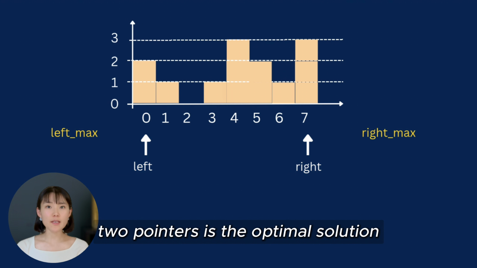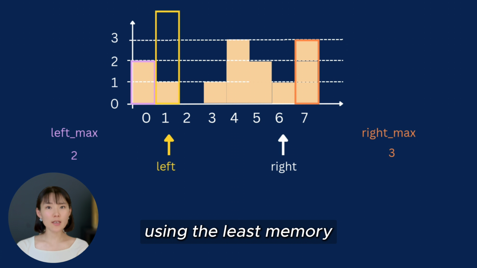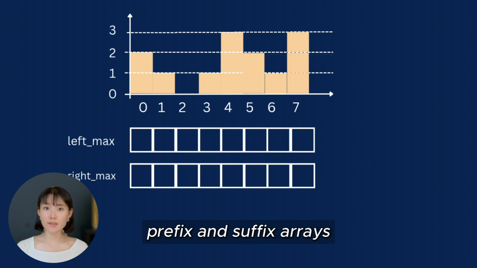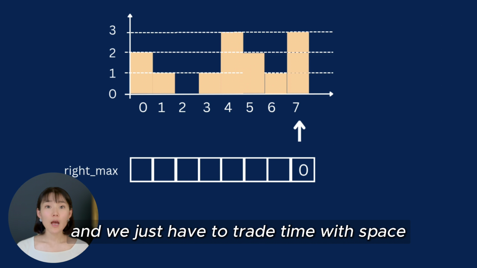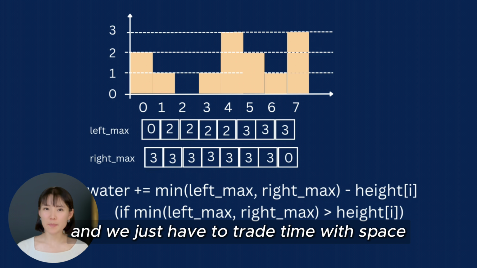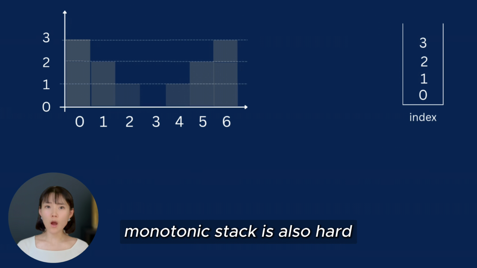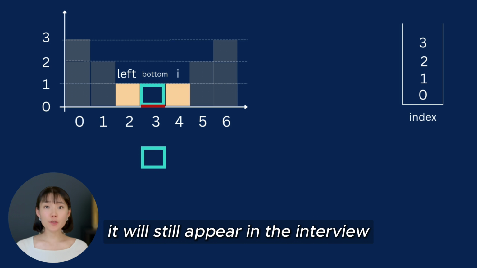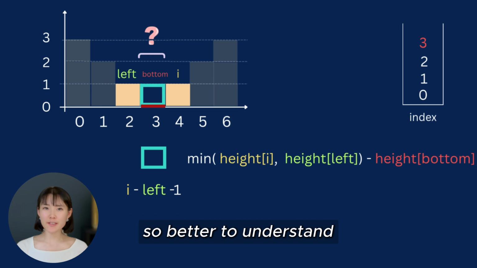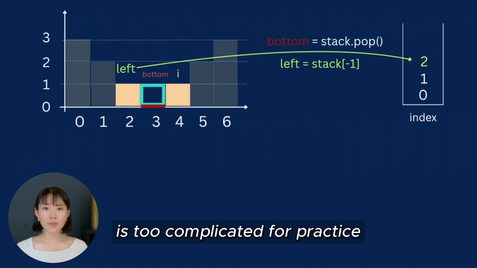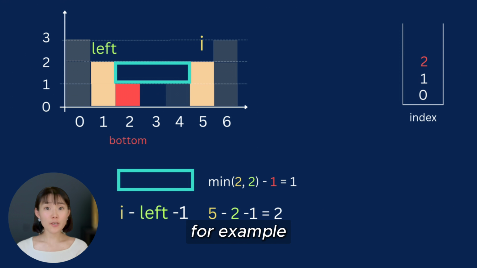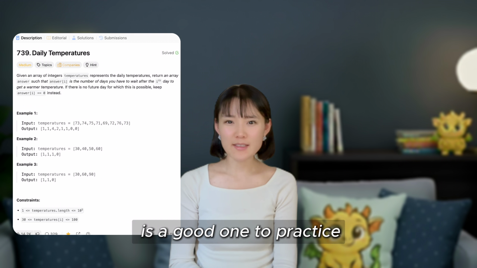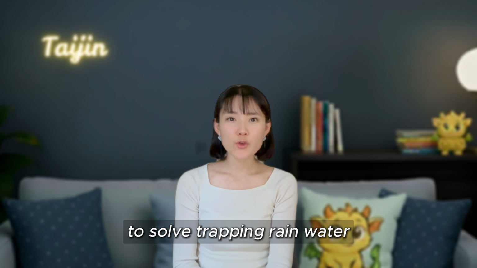Summary: 2 pointers is the optimal solution, using the least memory, but it's a little hard to understand. Prefix and suffix arrays are relatively easy to understand, and we just trade time for space. Monotonic stack is also hard in the sense it's counting horizontally, not vertically. It will still appear in interviews, so better to understand. Although this problem is too complicated for practice. For example, 739 Daily Temperatures is a good one to practice. These are the 3 ways to solve trapping rainwater.